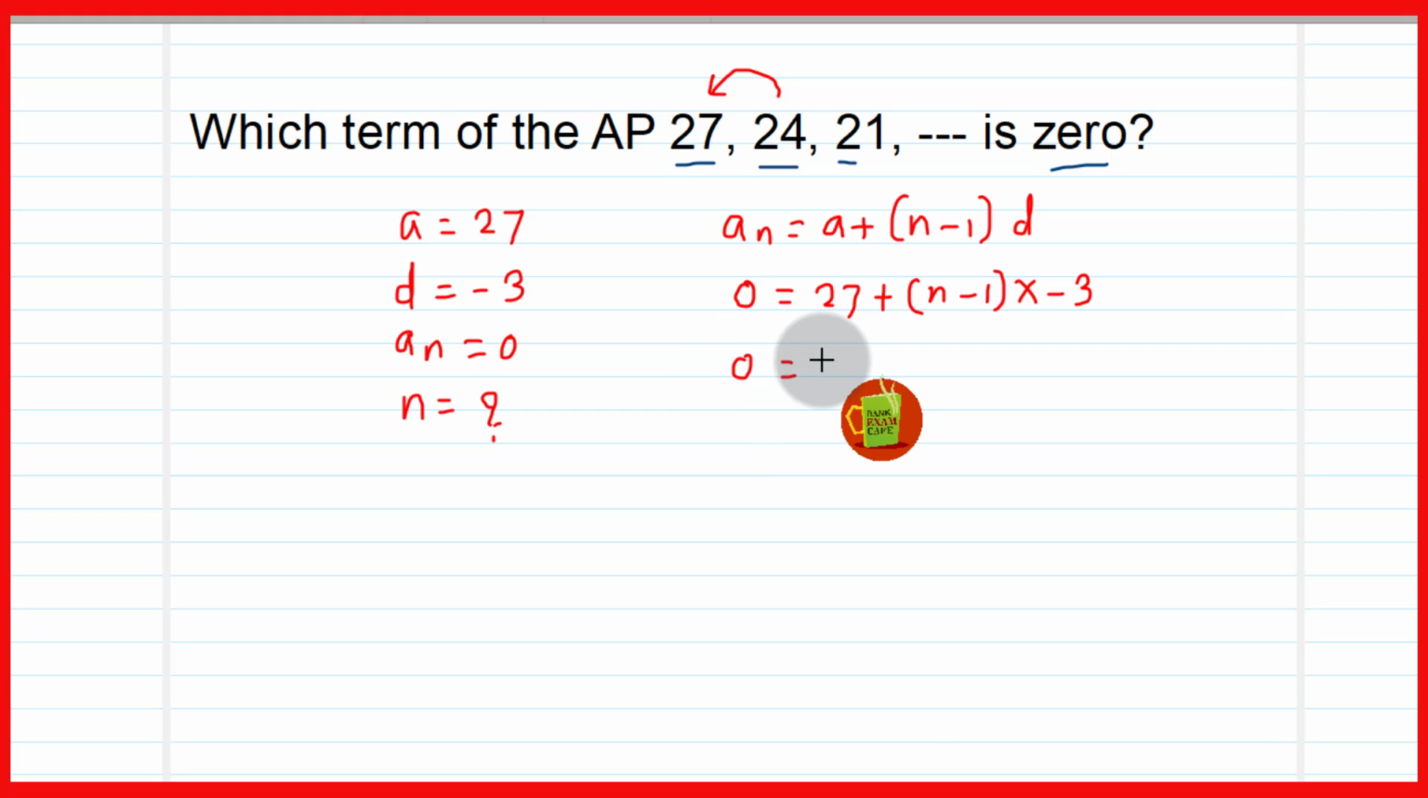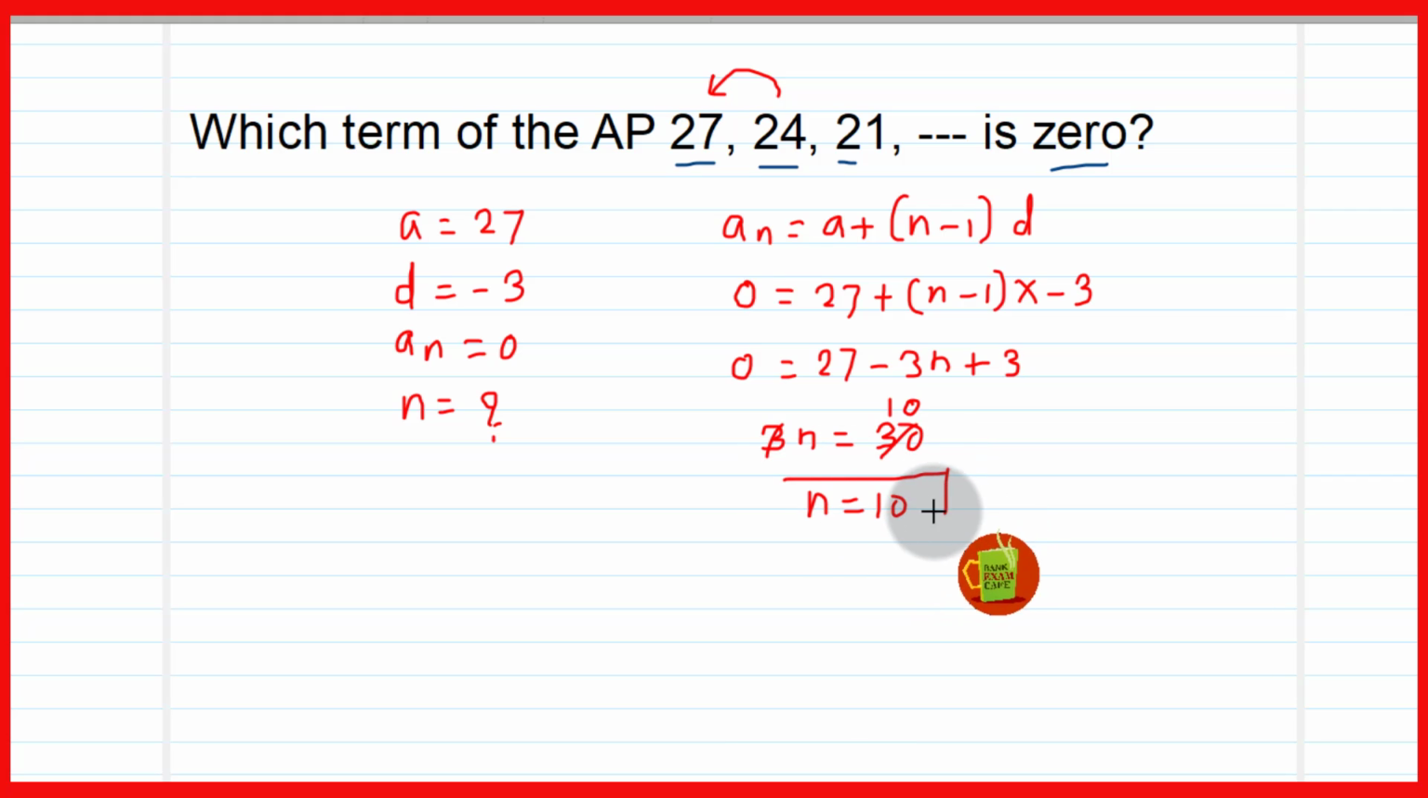Now solve this. Multiply by minus 3 inside the bracket. So 0 is equal to 27 minus 3 into n, that will be minus 3n. Then minus will be plus, and 3 1s are 3. So 27 plus 3, that will be 30. If you take 30 to the other side, that will be minus 30, and minus will be plus, and so it is 3n is equal to 30. So 3 10s are 30, and so n is equal to 10. So friends, the 10th term of the given AP will be 0. See the next question.